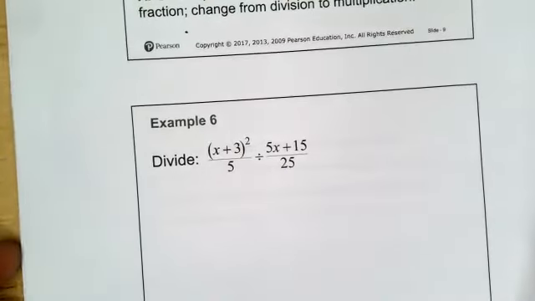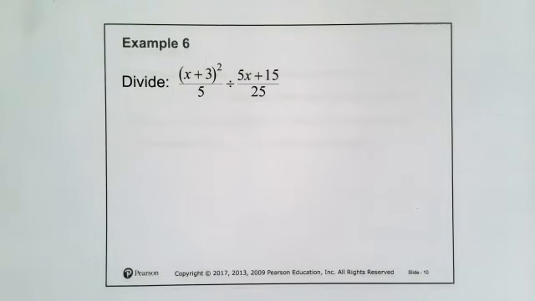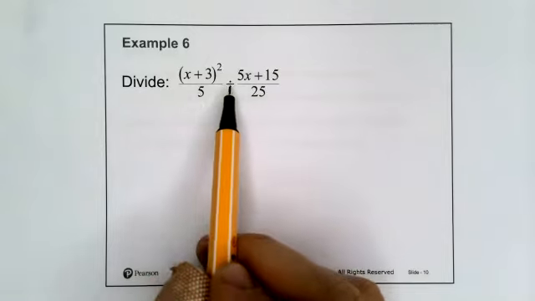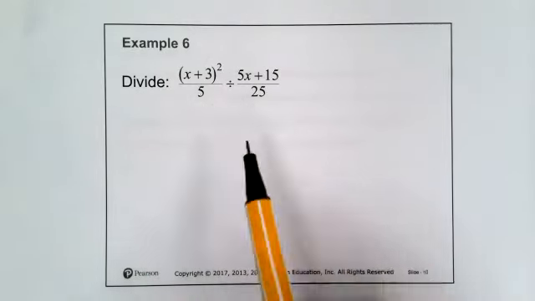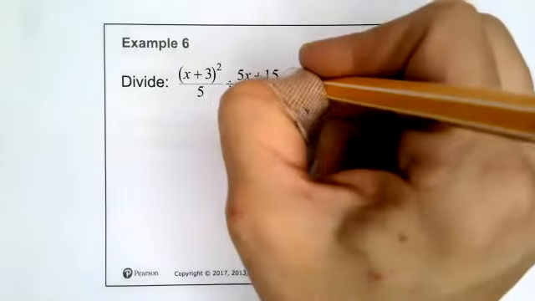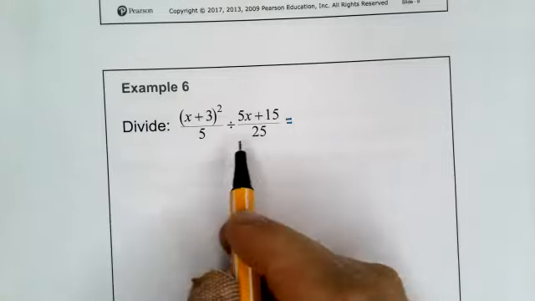So we were doing multiplication to begin 6.1. We're going to do division now, but it's going to look like multiplication after we keep, flip, change it. All right. So this is (x plus 3) quantity squared over 5, divided by (5x plus 15) over 25. Okay. So I'm going to change it from a division problem to a multiplication problem.